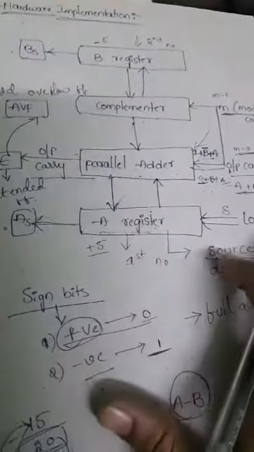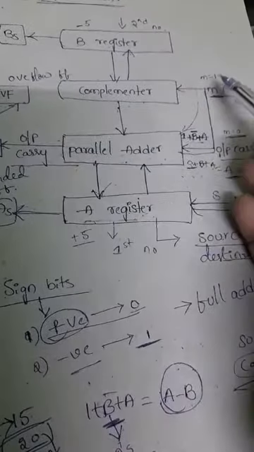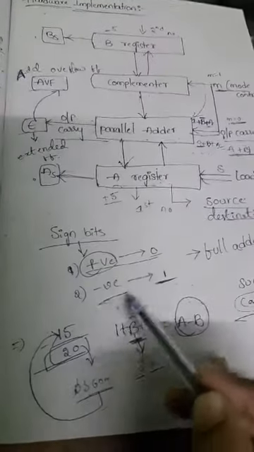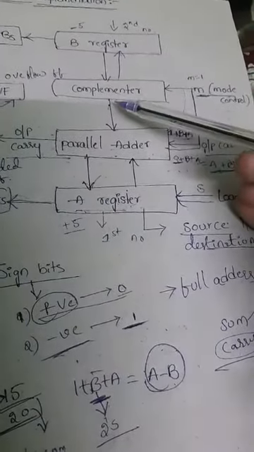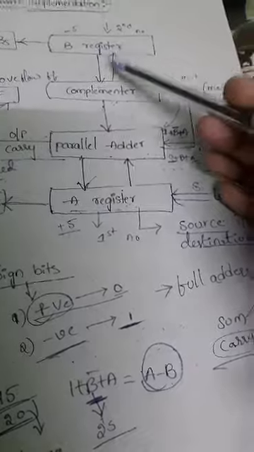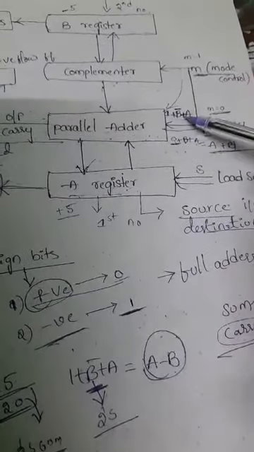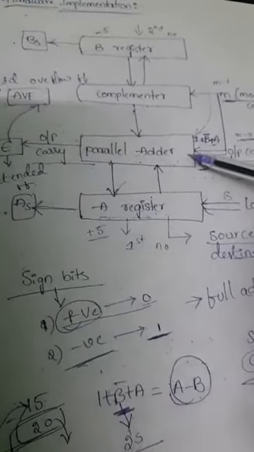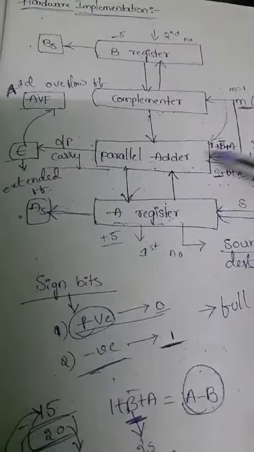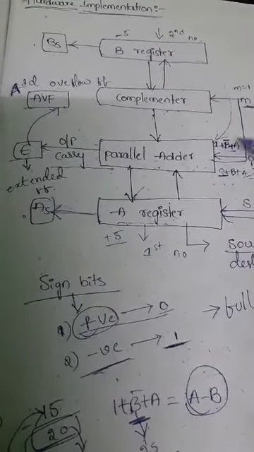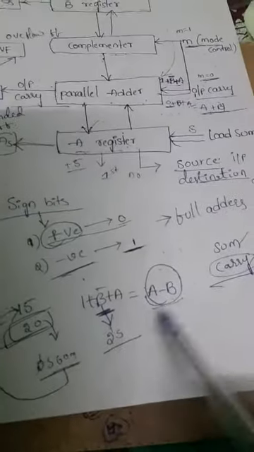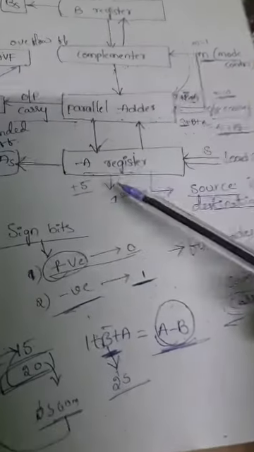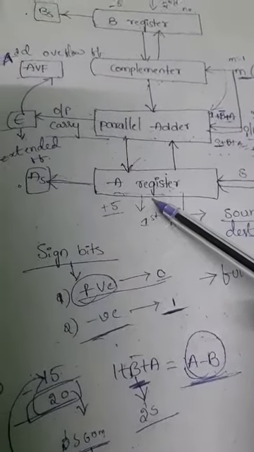In this way, if you want to do the subtraction operation, the mode control pin compulsorily acts as 1, because the negative sign is shown by 1. This is given to the parallel adder, and the complementer transfers the complement of the B register to the parallel adder, and then the A content is moved to the parallel adder. So we get 1 plus B complement plus A, which is the result of the subtraction operation A minus B. The result will be transferred to the A register.